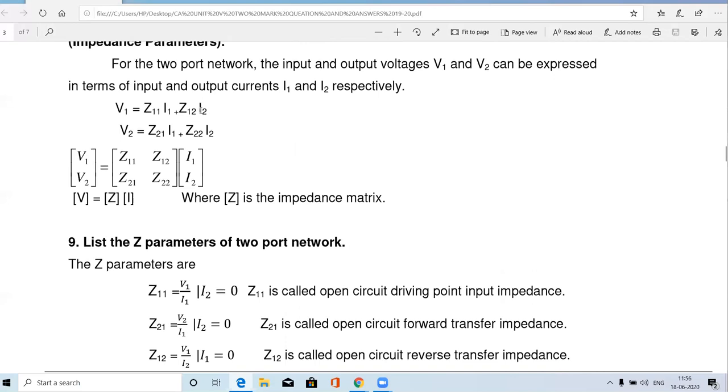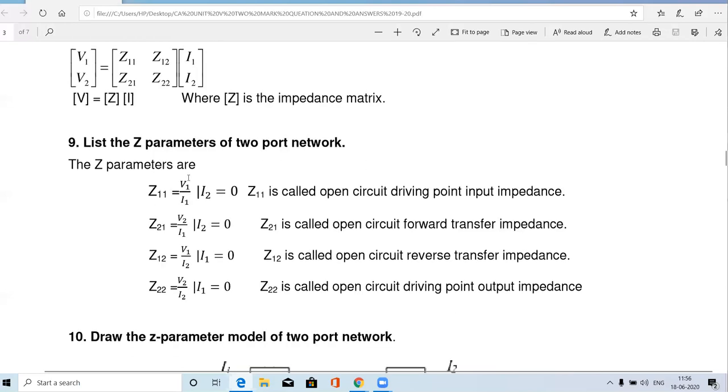If we make I2 equal to 0, then V1 equals Z11 I1. From this, Z11 equals V1 divided by I1. What is Z11? It's a ratio of the first, the numerator, to the second, the denominator. Impedance is a ratio of voltage by current. So Z11 is the input voltage divided by the input current, for I2 equal to 0. Z11 is called the open circuit input impedance or driving point impedance. Driving point means the input side.